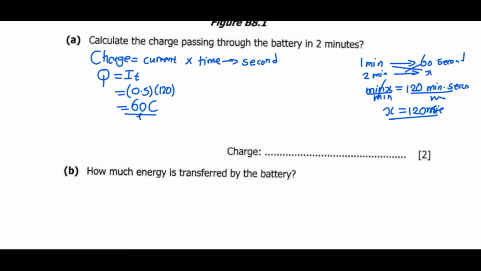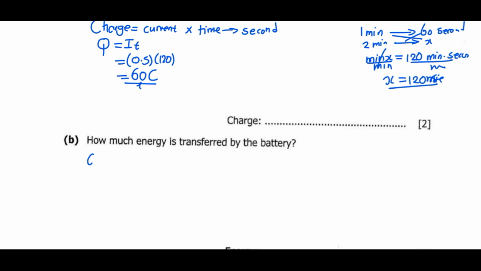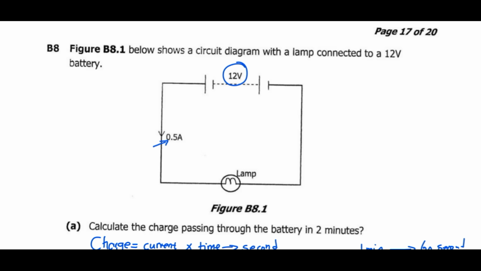Then how much energy is transferred by the battery? So how much energy is transferred by the battery? The formula for energy is energy equals voltage times current times time. Now from this formula we can see that IT is just charge. So this formula is also voltage times charge. So what's our voltage? We can see it's 12 volts.